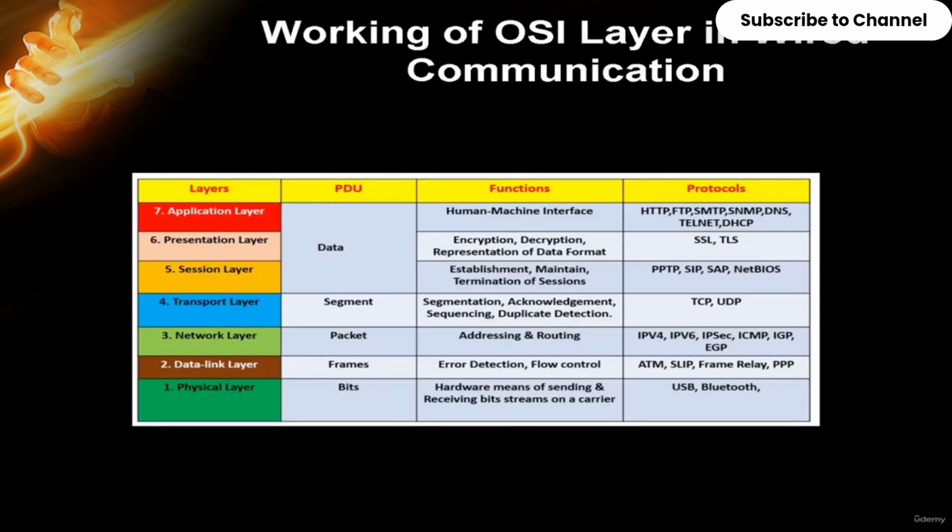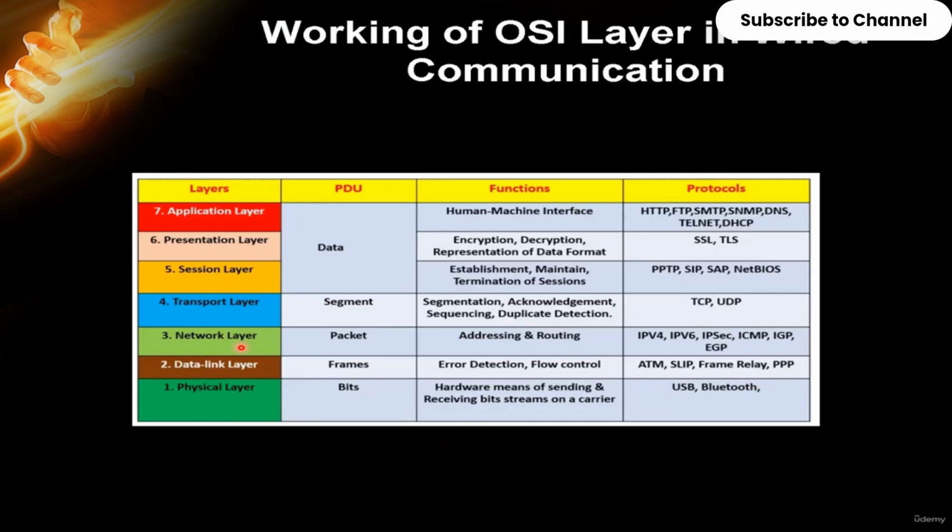If you see the working of the OSI layers, each layer works with different patterns. The physical layer operates in bits; it mainly deals with hardware for sending and receiving streams on a carrier. Example protocols used are USB, Bluetooth. The data link layer operates in frames. Its functions are error detection and flow control. The protocols used are ATM, frame relay, PPP.